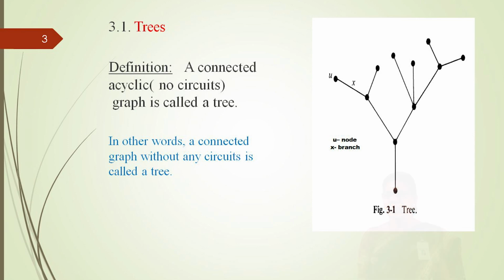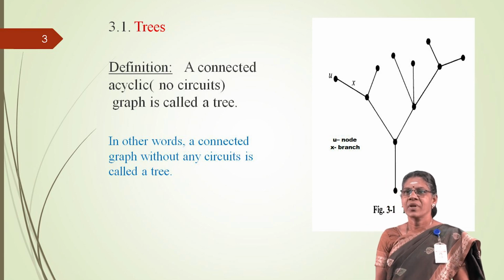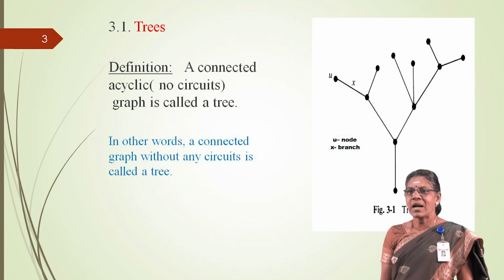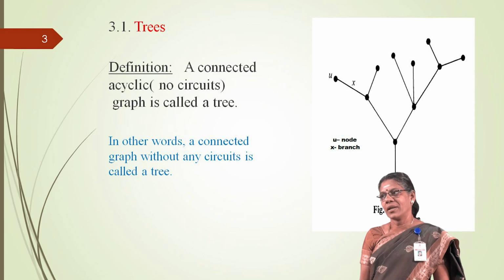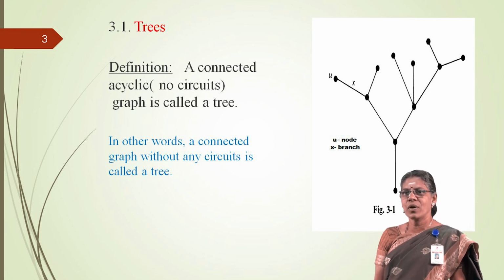What is the definition of a tree? A tree is a connected acyclic graph. Acyclic means no circuits. So, a connected graph without any circuits is called a tree. Okay. A connected graph without any circuits is called a tree.